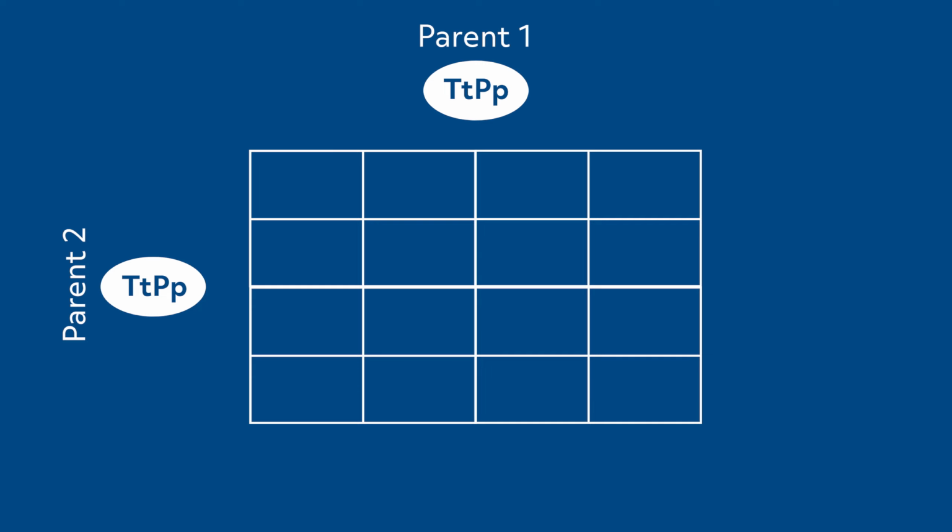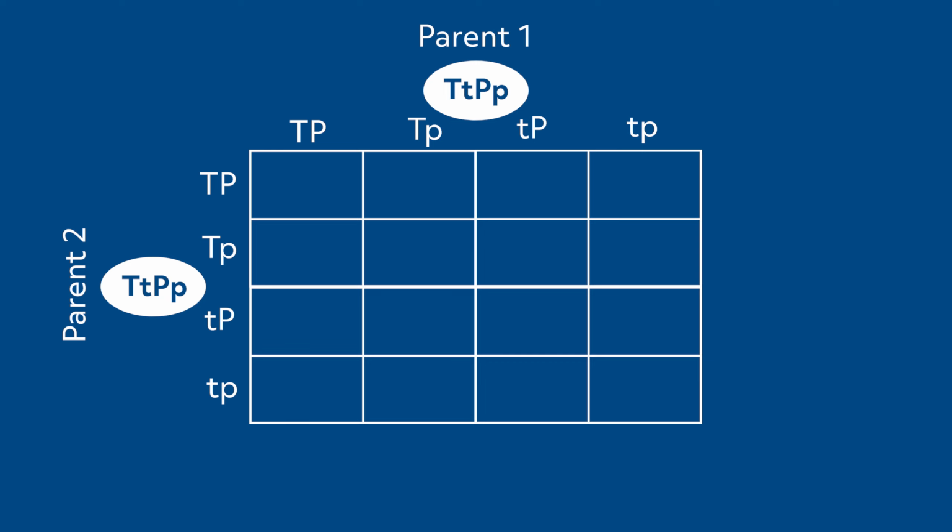If you need help finding all the possible gametes, use the FOIL method, where you take the first, outside, inside, and last letters for each trait and write them down. So our first parent would contribute big T, big P, then little t, big P, then big T, little p, and little t, little p. And parent 2 could contribute the same.